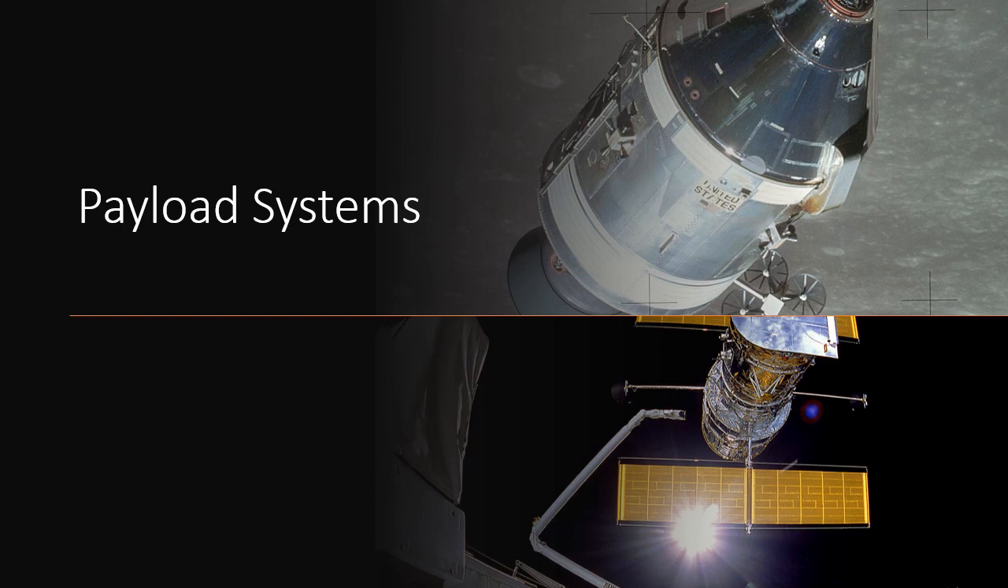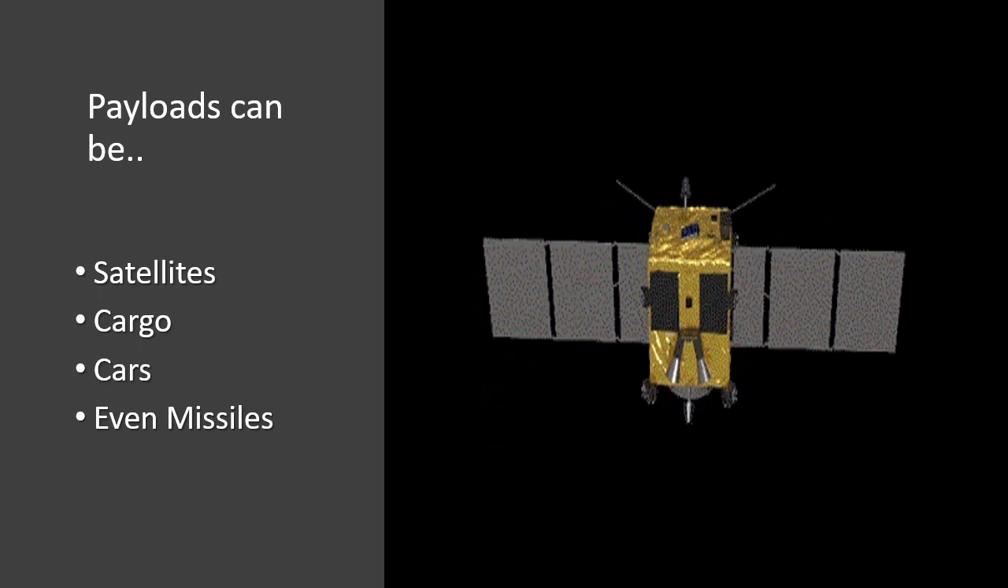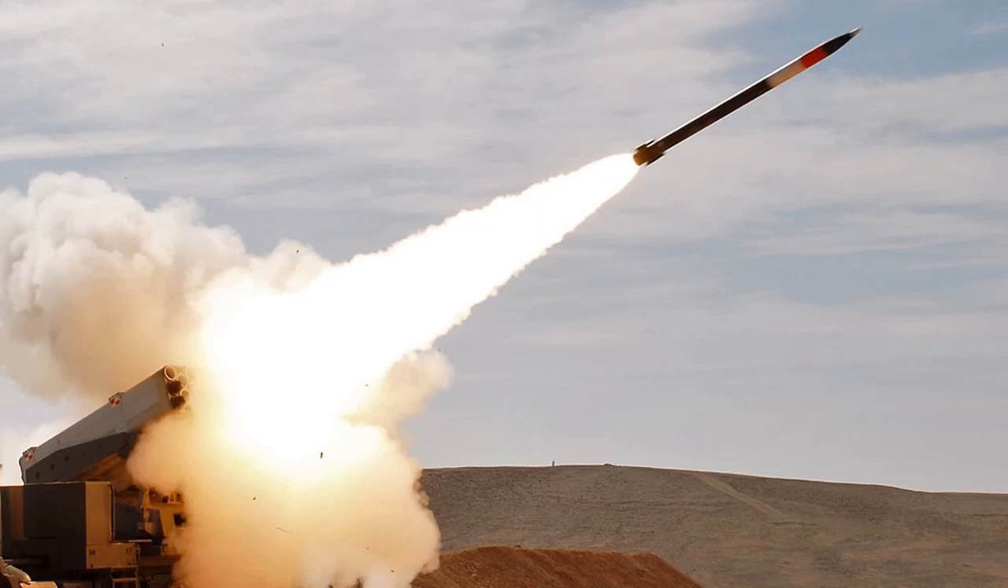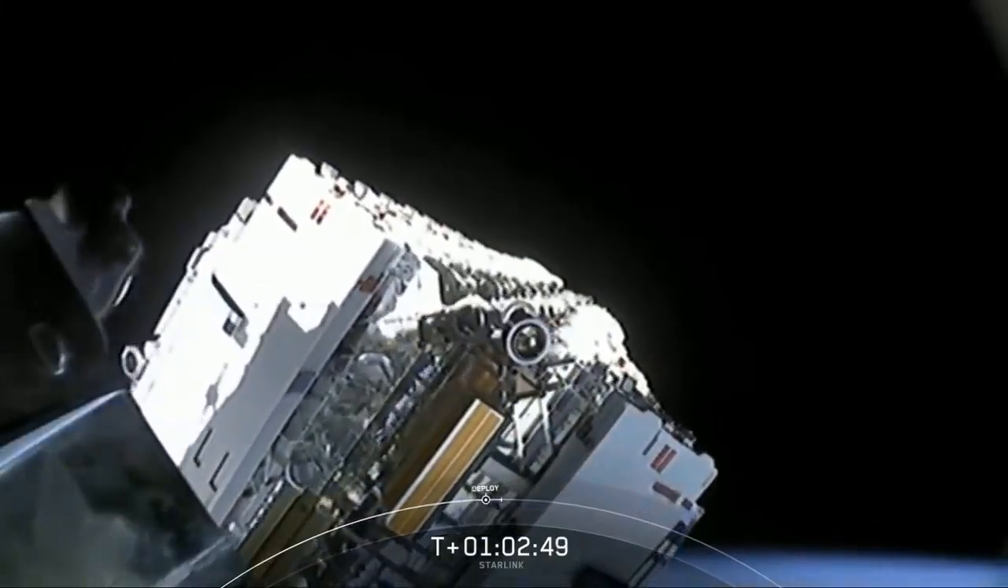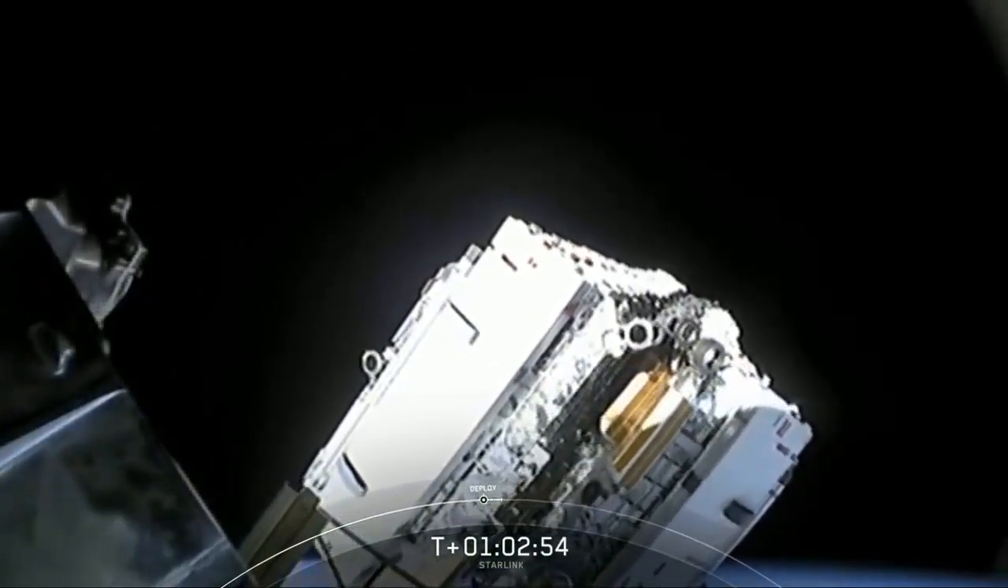Let's begin with the payload system. A payload system of a rocket consists of different cargos, satellites, mainly the mission objectives of that rocket. Payloads can be satellites, cargo, cars, even missiles. Here you can see a picture of an Iranian missile delivering a payload of a bomb. This is the latest video of the SpaceX Starlink mission, where the payload system is deploying 60 Starlink satellites into orbit.